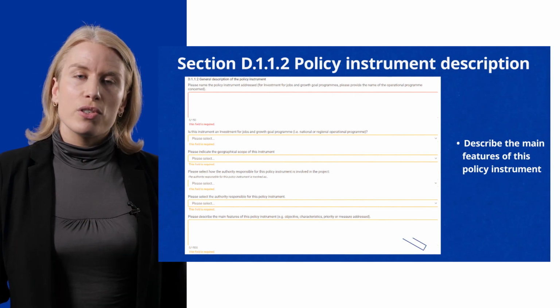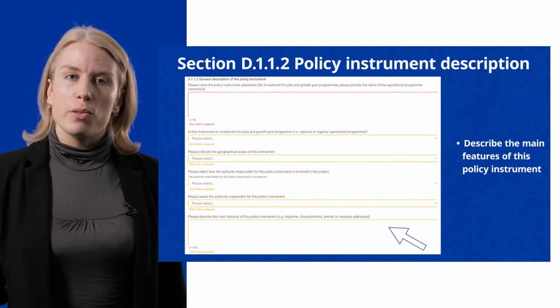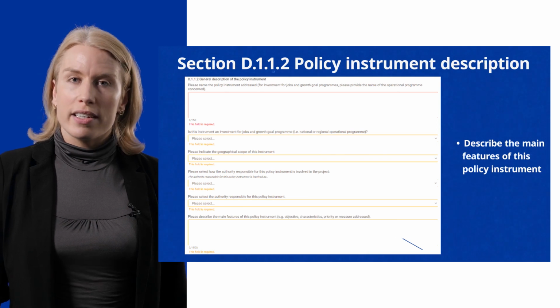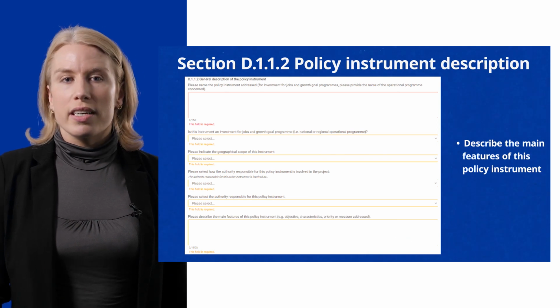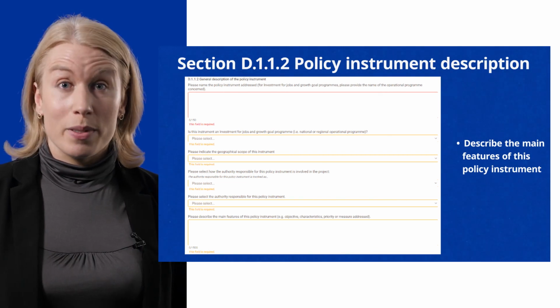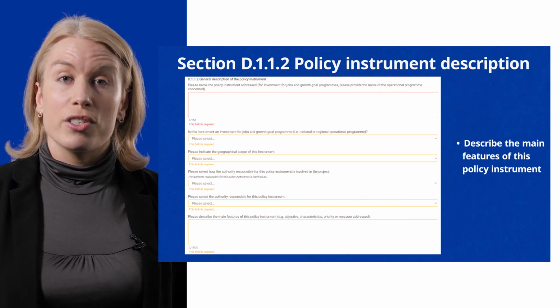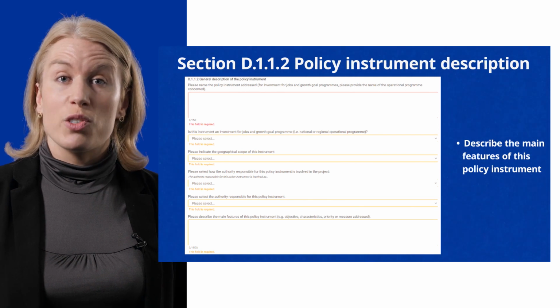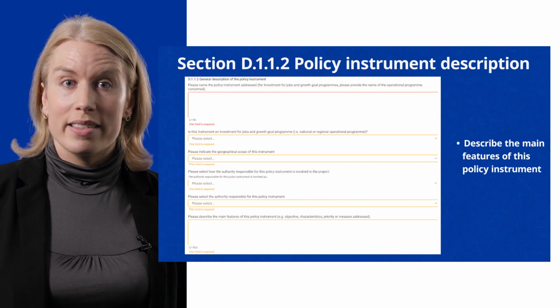You will also have to describe the main features of the policy instrument. By this we mean the objectives, the characteristics or the measures addressed by your project. Again, be specific here so that we have a clear understanding of why this policy instrument is the right one to address. So once you have described the policy instrument that you will address, we need to understand how this policy instrument will be improved thanks to the project activities. So let's talk about the type of results that can be achieved.